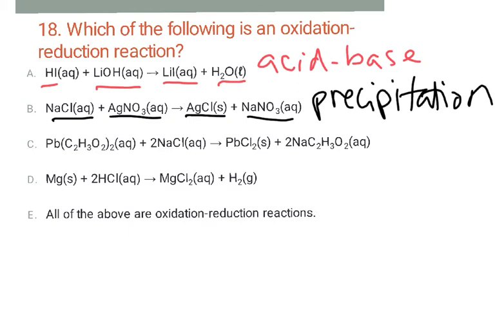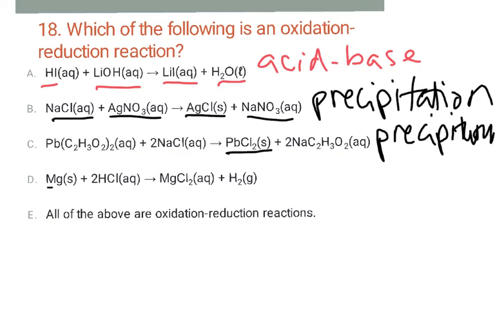The next one you have lead acetate, lead 2 acetate, and sodium chloride. Both of these are aqueous. You put them together in a solution and you get a solid, lead 2 chloride. The solid precipitated out of the solution. So the solid here, lead 2 chloride, is telling you that this is a precipitation reaction. So these are the things you need to look at when you're classifying what kind of reaction it is. Let's look at the next one.